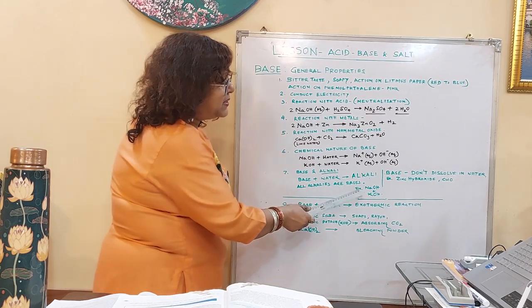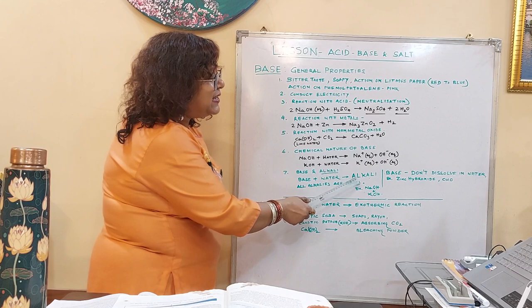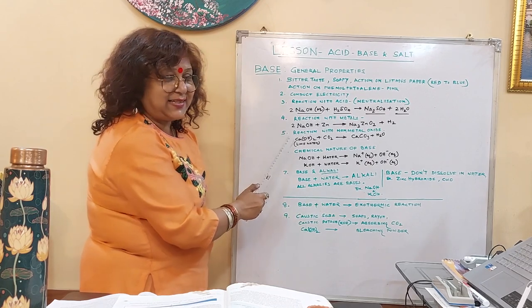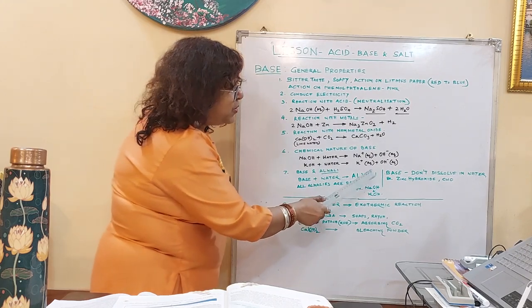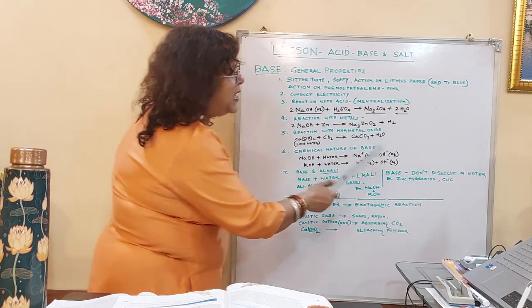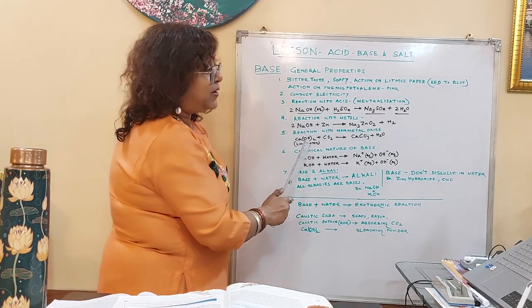All alkalis are bases, but all bases are not alkalis. Now, these alkalis don't neutralize an acid. They never show the neutralization reaction which a base will show. A base will react with an acid to show a neutralization reaction.